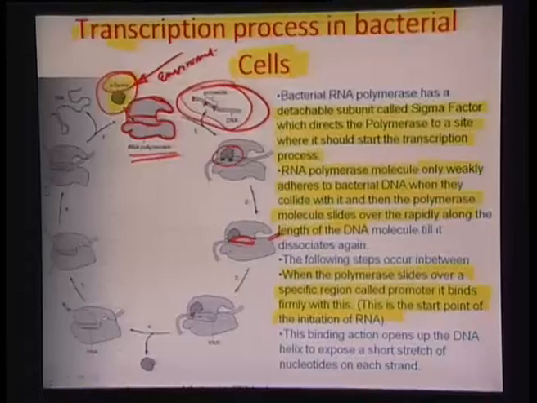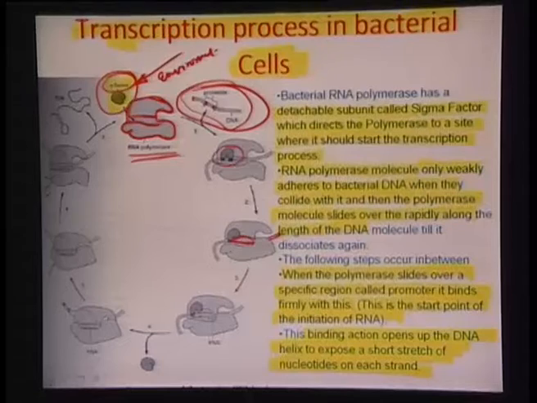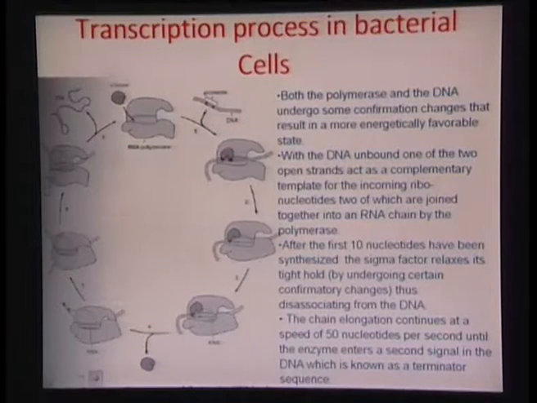RNA. All right. So the binding action opens up the DNA helix here and exposes a short stretch of nucleotides on each strand, and therefore there is a templating mechanism which has started taking place now. Okay. So the two open strands act as complementary templates for the incoming ribonucleotides, which are joined together into an RNA chain by the polymerase enzyme.